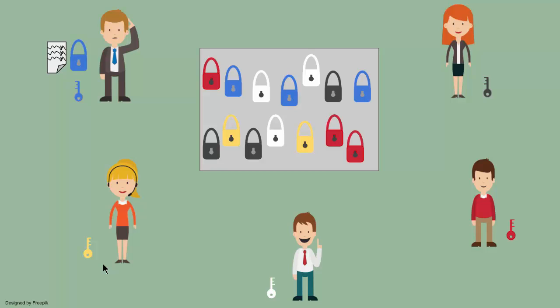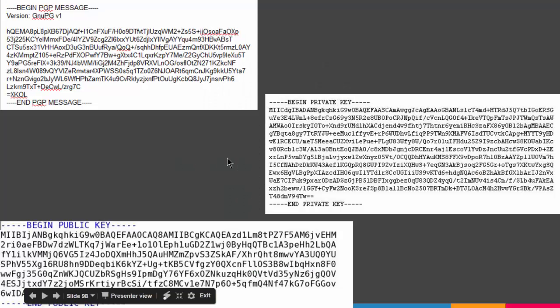So let me show you in reality. In reality, we don't have keys and we don't have locks like here. This is just an illustration. In reality, this is what a public key and a private key look like. So first of all, this is a message, as you can see right here. This is a message that is encrypted, okay, using a public key.